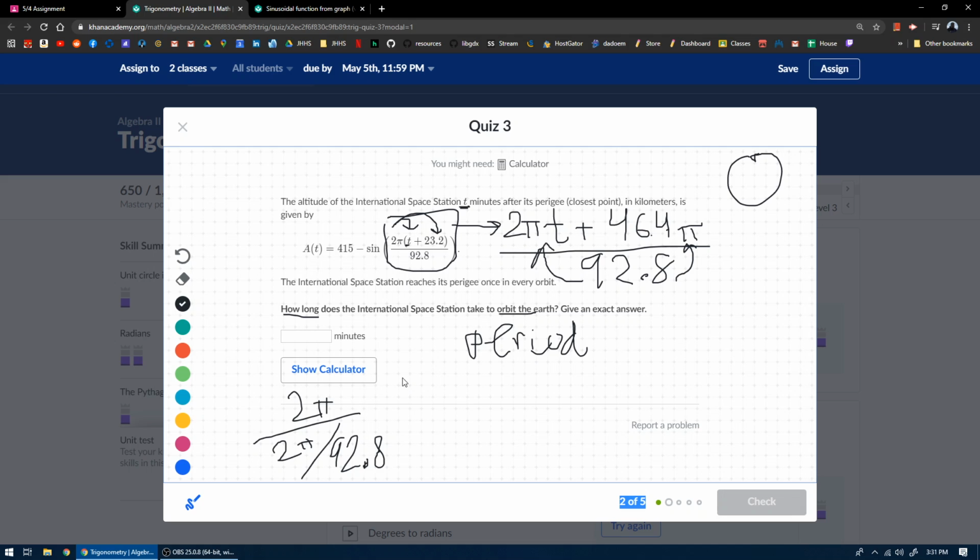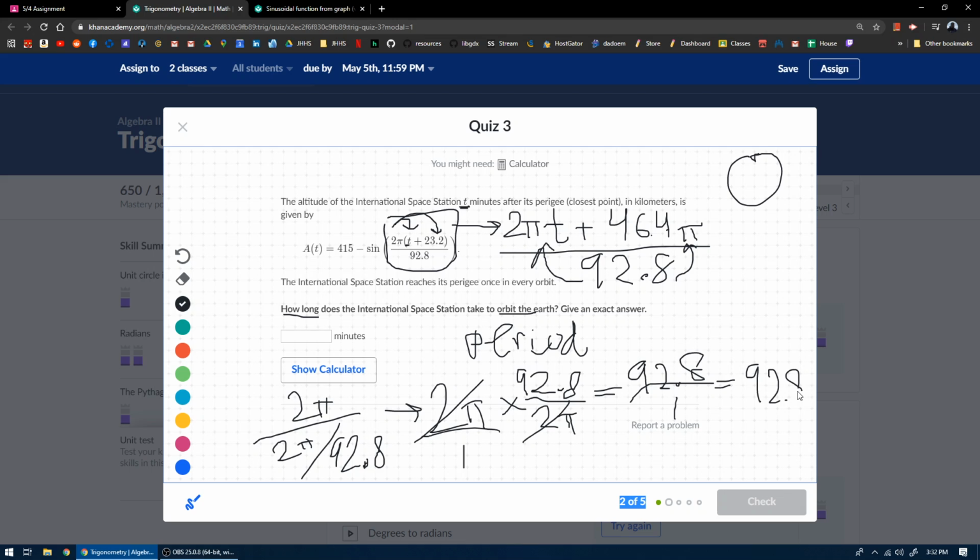Remember, to turn this into something we know, I change division to multiplication and take this fraction and flip it over: 92.8 divided by 2 pi. And then 2 pi over 1. So I multiply the two fractions together. 2 pi on the top, 2 pi on the bottom, they cancel. 92.8 divided by 1, that's 92.8. That is my answer.